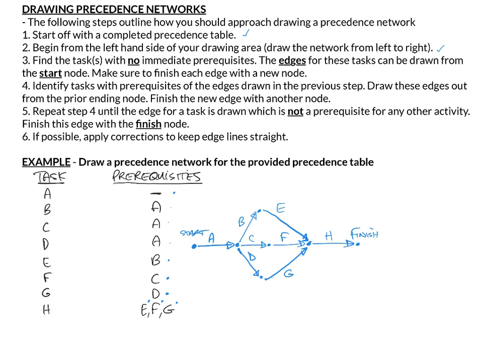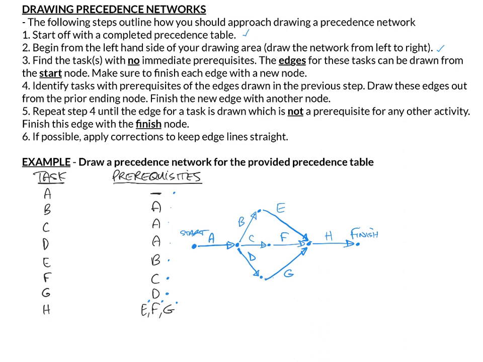Let's double check if it agrees. A task has no immediate prerequisites, so it comes out of the start. B is a task that can only occur if A has happened, so B comes out of the end of A. You can see there. C only happens when A has occurred, so C comes out of the end of A. D only occurs when A has happened, so D comes out of the end of A. E occurs as a result of B, so it comes out of the end of B. F occurs as a result of C happening, so F comes out of C. G occurs as a result of D, so it comes out of the end of D.